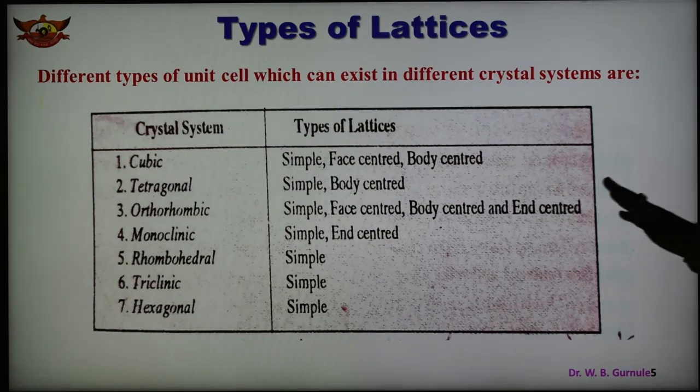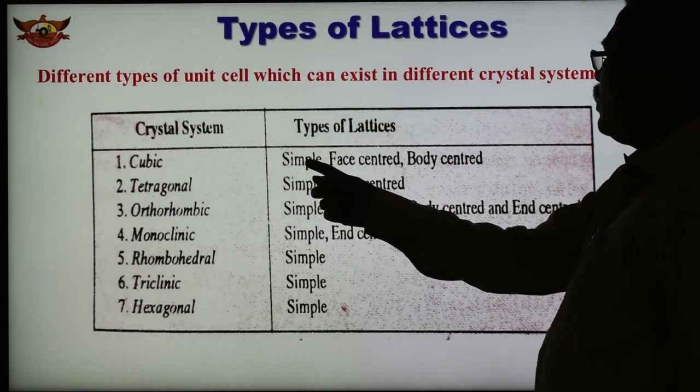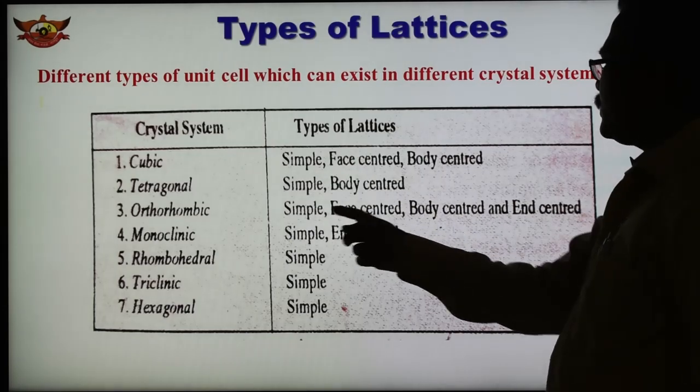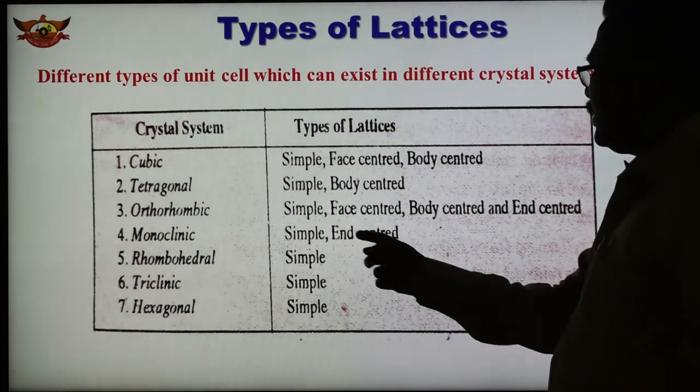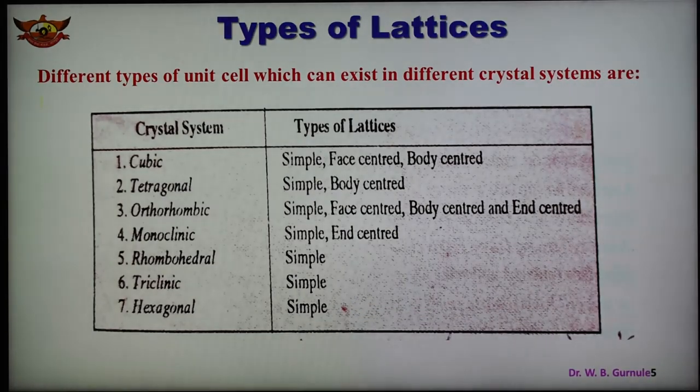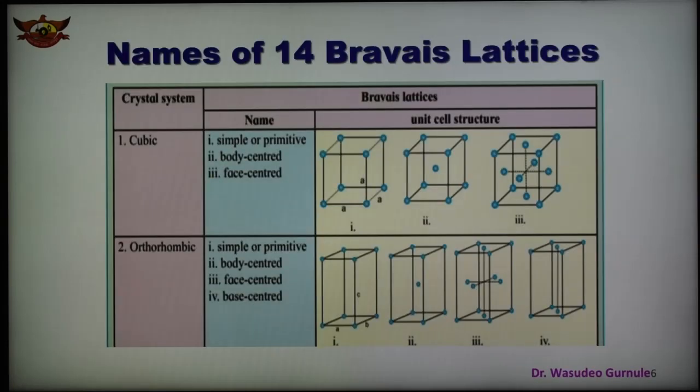And in the 7 crystal systems, these are the 14 Bravais lattices: 1, 2, 3, 4, 5, 6, 7, 8, 9, 10, 11, 12, 13 and 14. So 14 Bravais lattices are there. Different lattices of the unit cell have been shown here, and they exist in different crystal systems. This table shows the types of crystal systems. So 14 lattices are there and they are in 7 crystal systems, shown diagrammatically here.